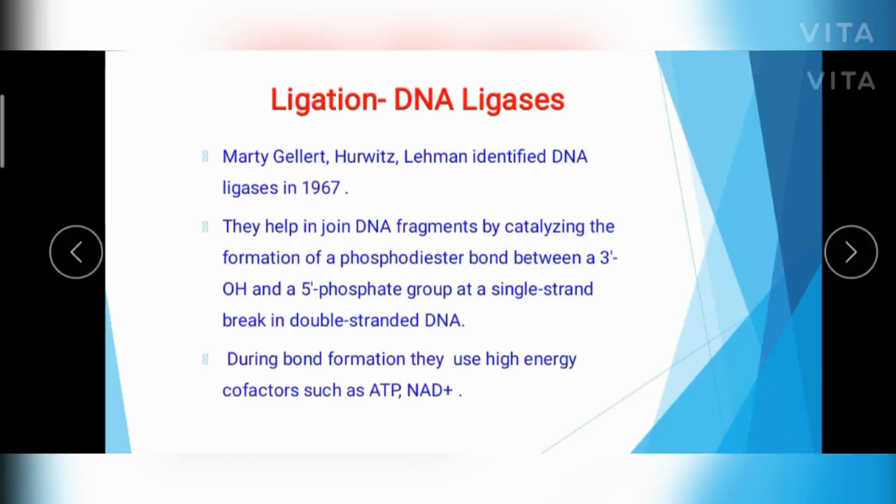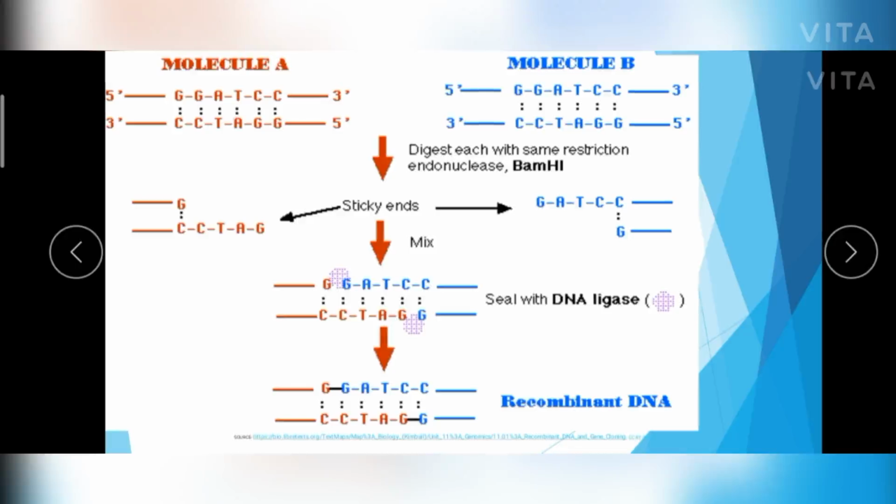So, what are these DNA ligases? Simply, these ligases act like gum. You know, glue or gum is used to join things. In the same way, DNA ligases are used to join DNA fragments. These enzymes were first identified in the year 1967 by scientists Gellert, Hurwitz and Lehman. So these enzymes help in joining the DNA fragments.